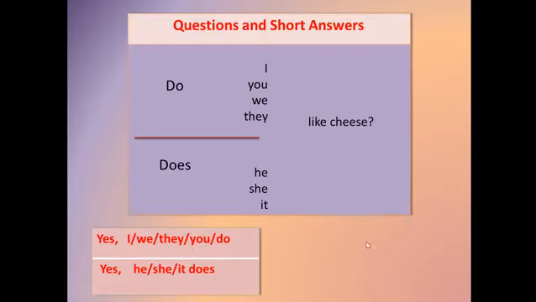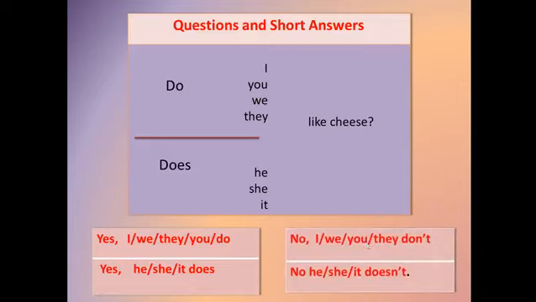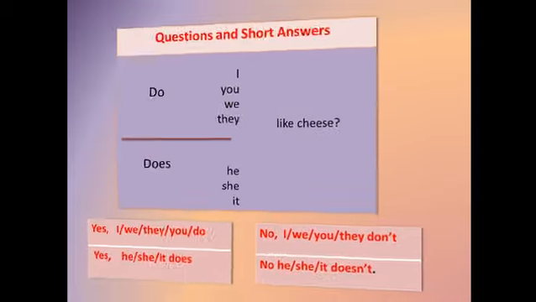And if I want to say no, if my answer is in the negative, with I, we, you, and they, I add don't. Do they like cheese? No, they don't. But if it's a he, she, or it, I add doesn't. Does he like cheese? No, he doesn't. So this is how we form the present simple in the affirmative, the negative, and the question.